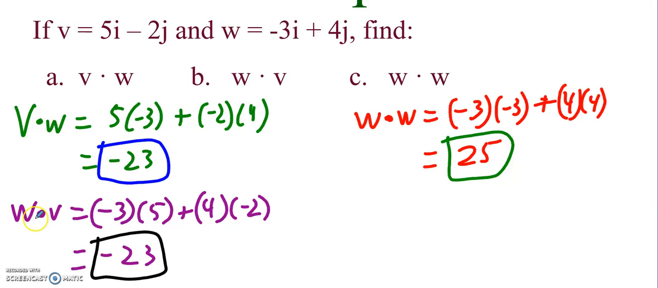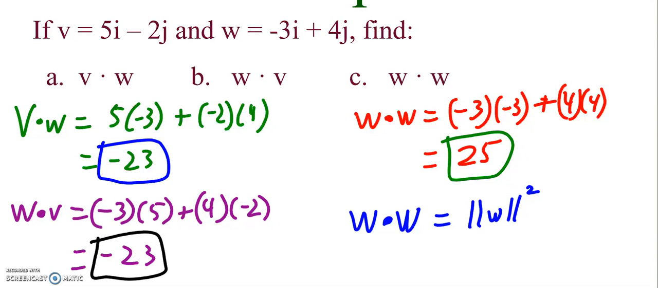All right, so v dot w and w dot v should be the same thing because they're both scalars. So v dot w is 5 times negative 3 plus negative 2 times 4, which is negative 23. W dot v is negative 3 times 5 plus 4 times negative 2, which is also negative 23. What's w dot w? W dot w is negative 3 times negative 3 plus 4 times 4, which is 25. Another thing I want to point out, since we're here, is notice that w dot w is the magnitude of w squared, right? Makes sense.